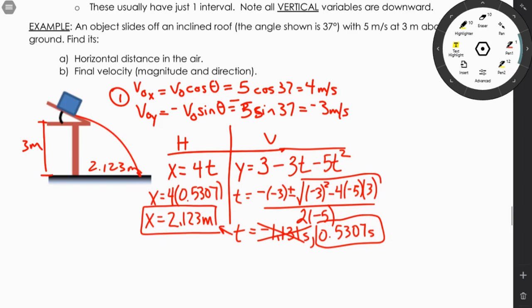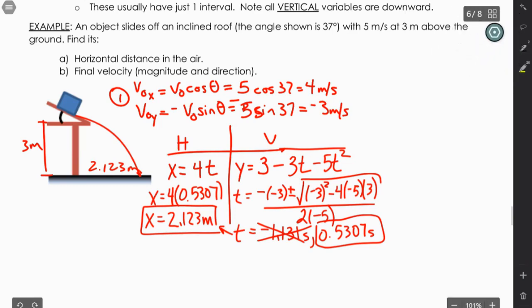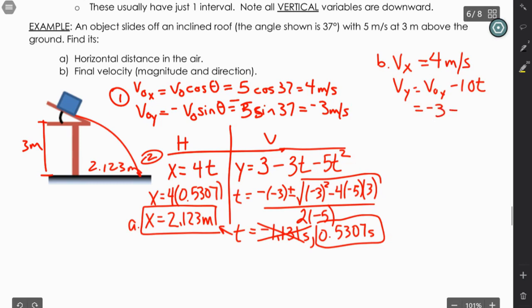So now we have to find the components of the velocity. This is part A. X is always easy because it's always the same thing, so it's going to be 4 meters per second. Vy is going to be our VOY minus 10t. Our VOY was negative 3, so negative 3 minus 10 times 0.5307. That's going to be negative 8.307 meters per second.